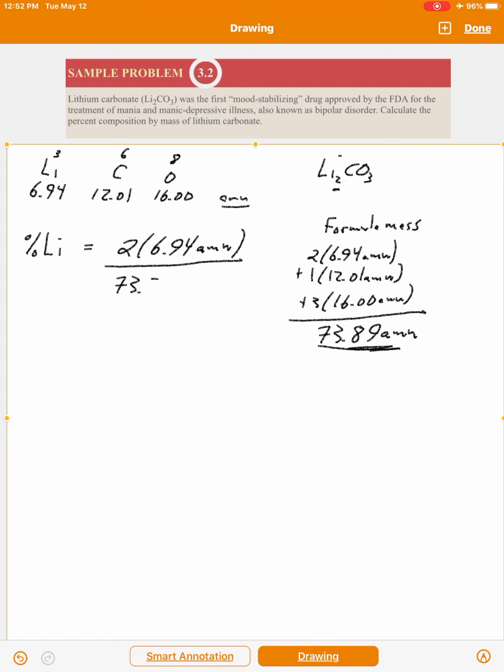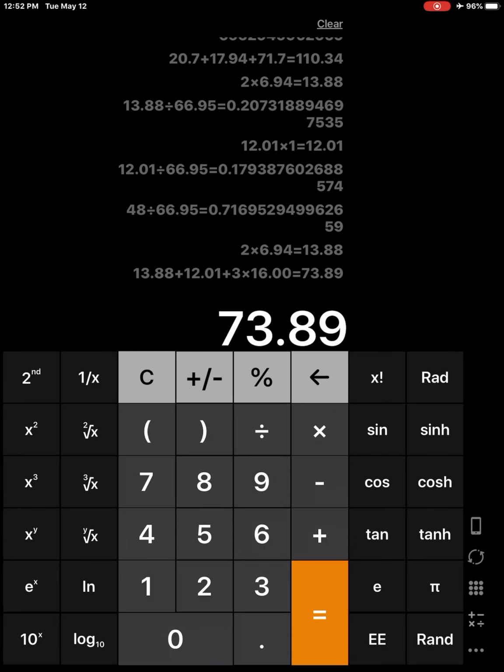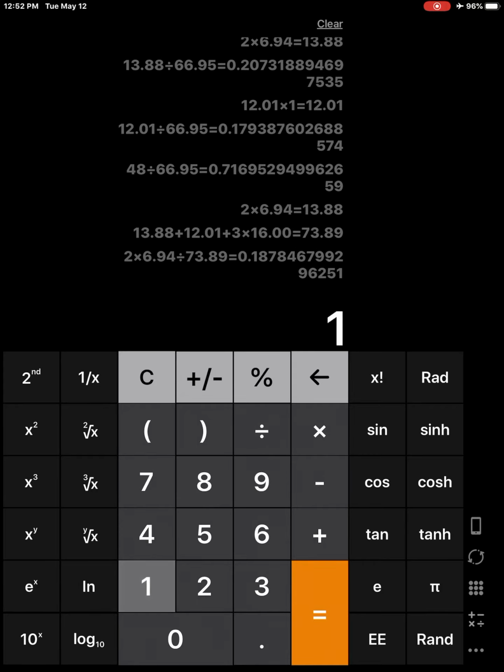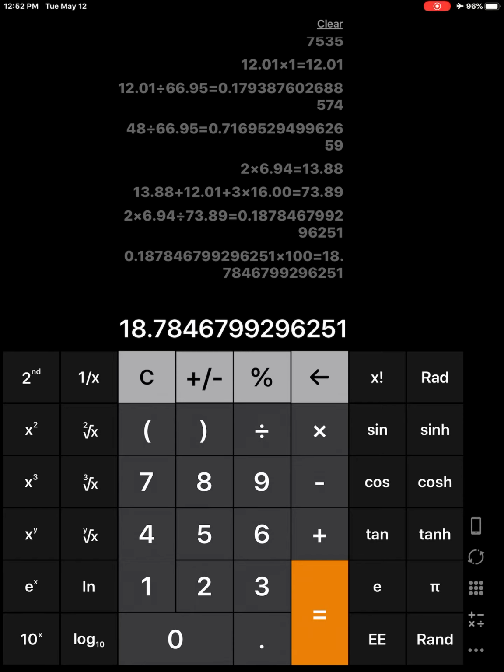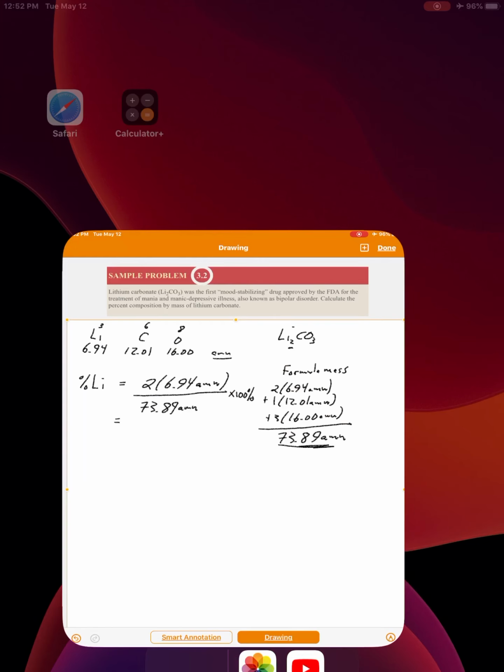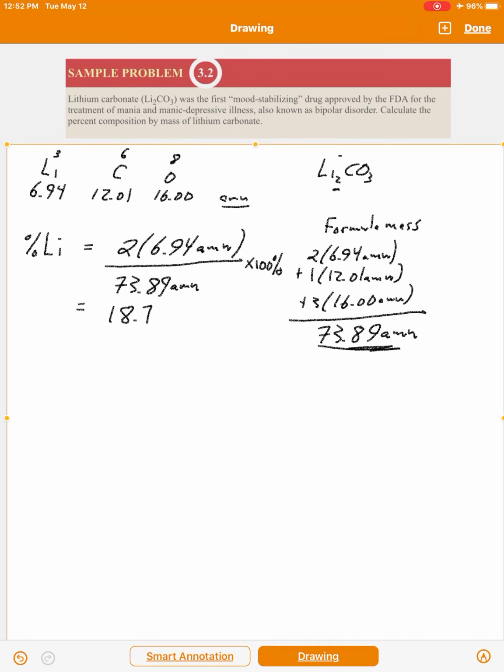So we're going to divide this by 73.89 AMU and then multiply that by 100%. Okay, that's going to give us the percent lithium. So 2 times 6.94 divided by 73.89. You've got to multiply by 100 though. It's percent, not fraction. So 18.78%. Okay, so almost 19% lithium by mass.